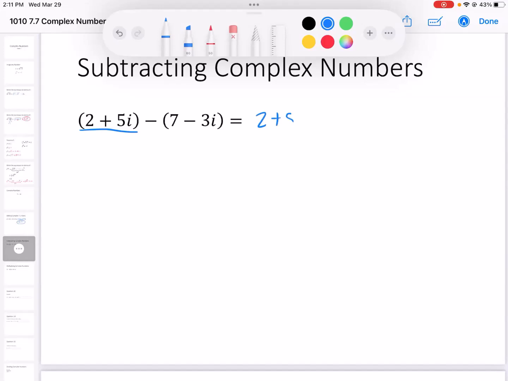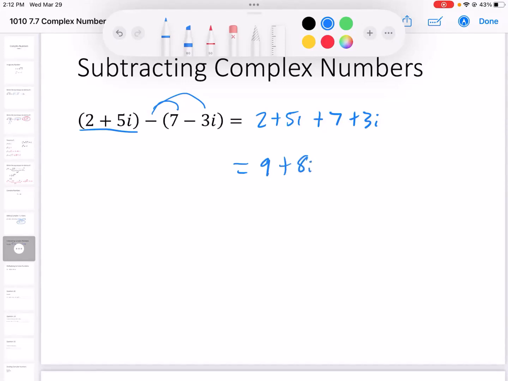So you do 2 plus 5i. Then the second set of parentheses does matter because you're going to be distributing the negative, and you end up with positive 7 and positive 3i. And then you can combine the like terms because 2 plus 7 is going to equal 9, and 5 i's plus 3 i's is going to equal 8 i's.